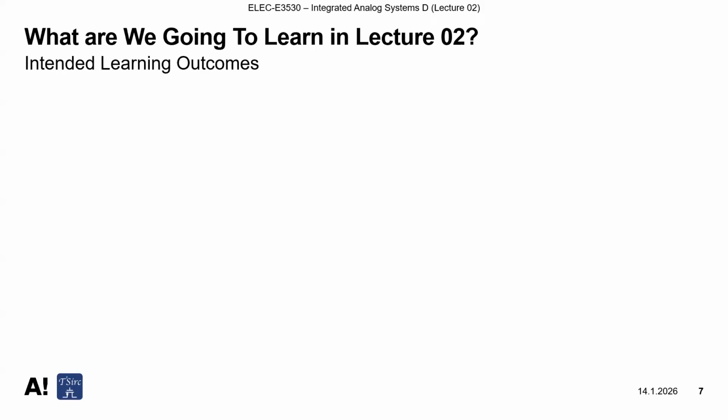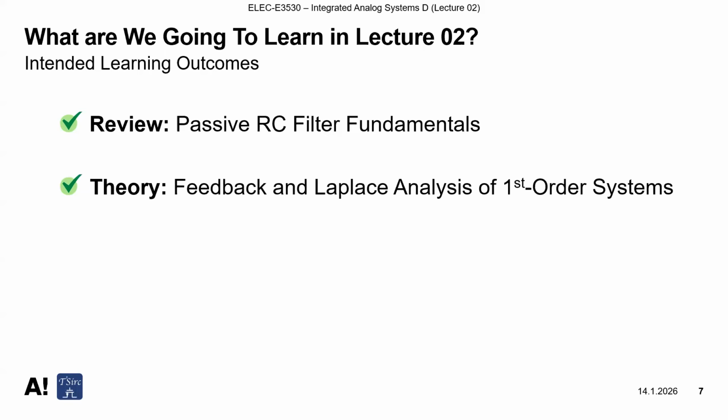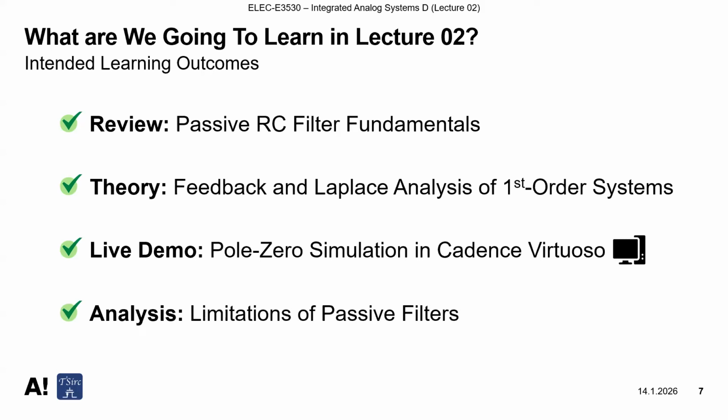Okay, so what are we going to cover in lecture 02, the intended learning outcomes? We will review some passive RC filter fundamentals. We will go through theory and feedback and Laplace analysis of first-order systems. And we will have a live demonstration, where I will show how to do a very simple pole-zero simulation in Cadence Virtuoso. About analysis, we will go through the limitations of passive filters. What kind of limitations are there?